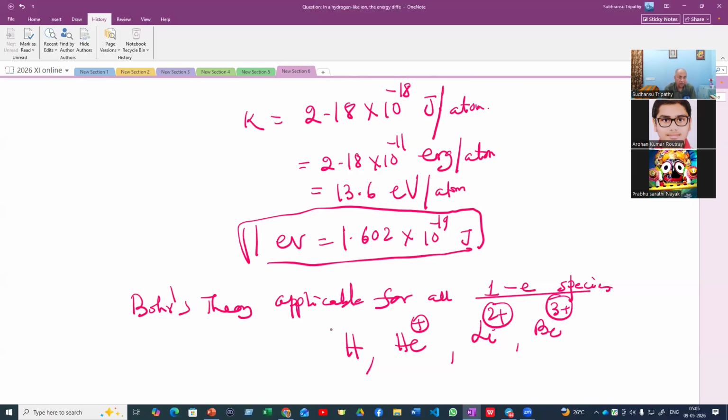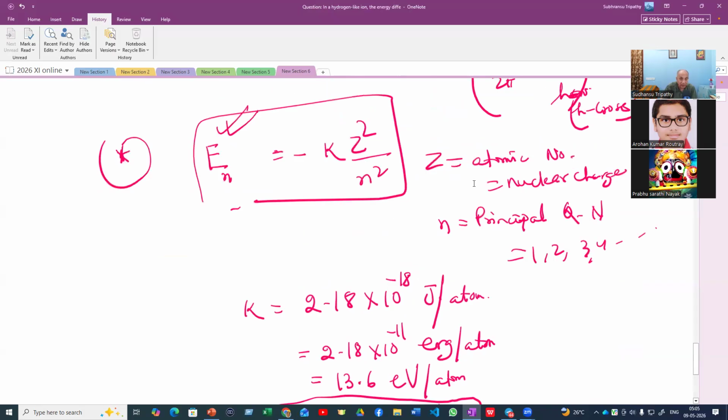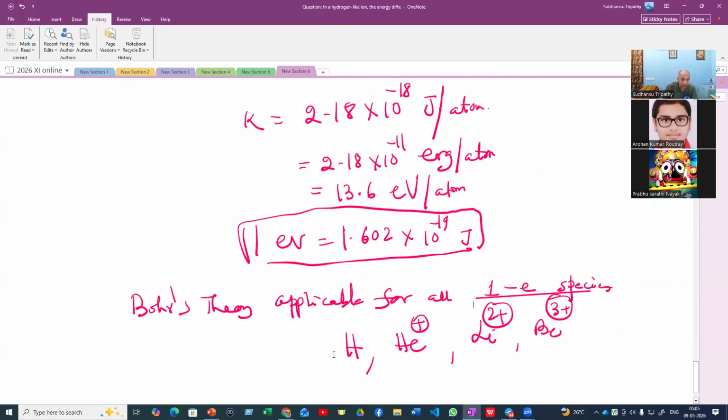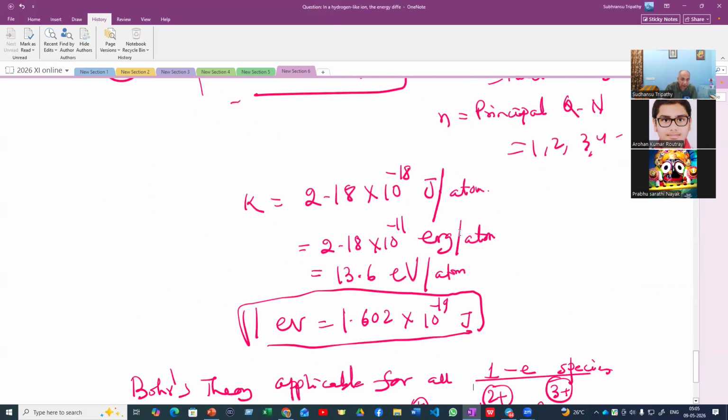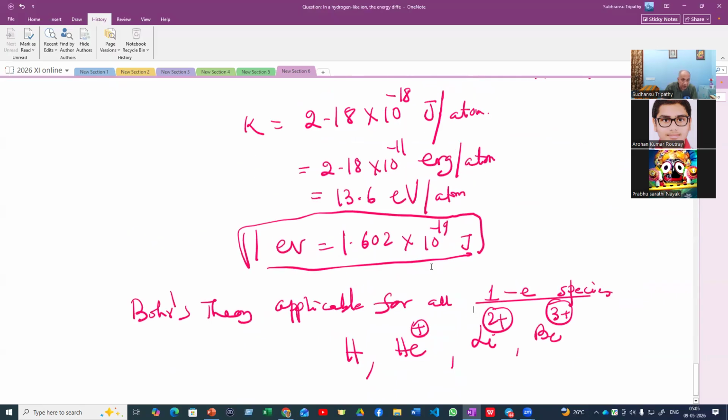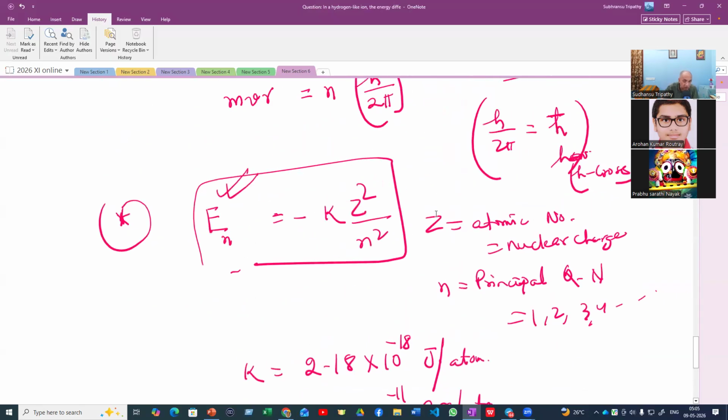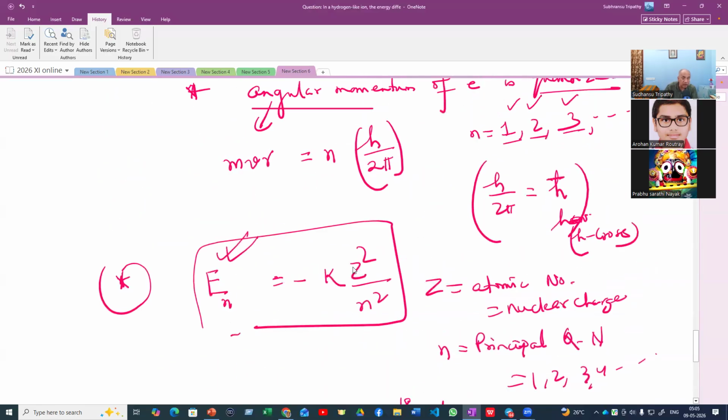To which Bohr's theory is applicable. That is why Z is there. If it is hydrogen, Z is equal to 1. If it is He plus, Z is equal to 2, the nuclear charge. Electron is 1, but this is the nuclear charge. पेट में कितना protons है? कितने protons हैं? 2. 2 squared means it will be 4. If it is Li double plus, then it will be 3 squared, 9.